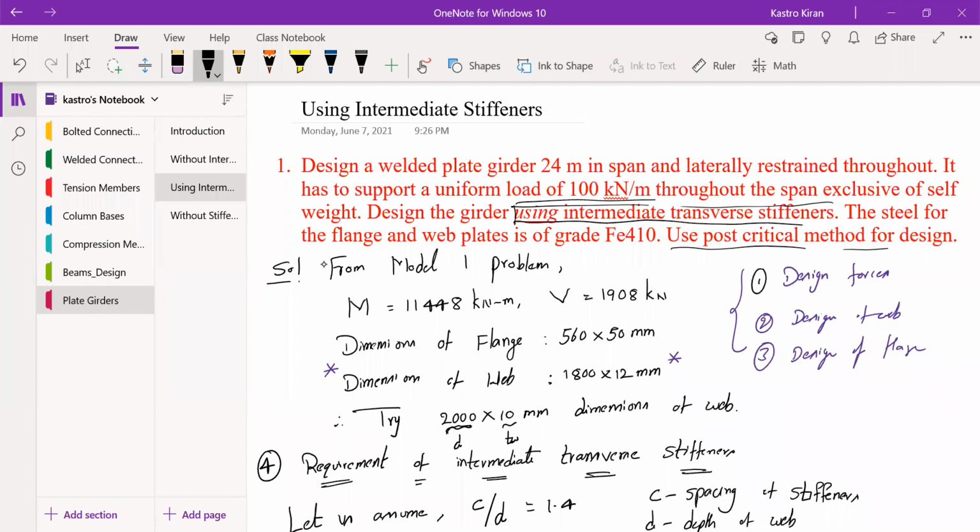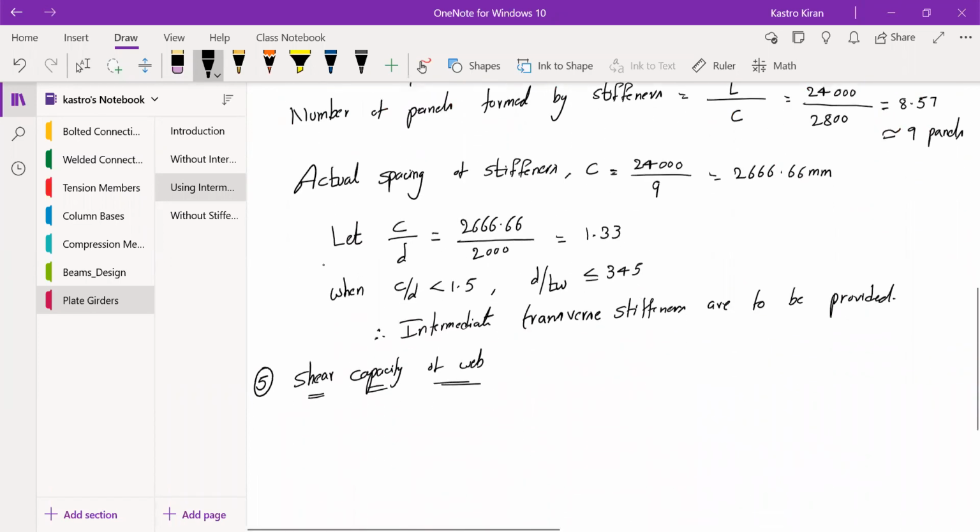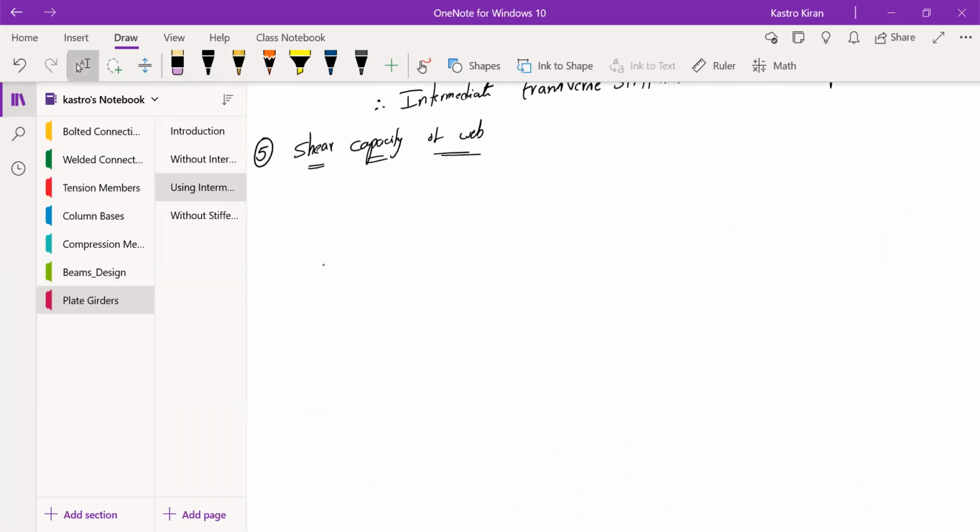Since the problem says to use the simple post critical method, you have to use the simple post critical method for the shear capacity of the web. That's how you're going to refer to the code.